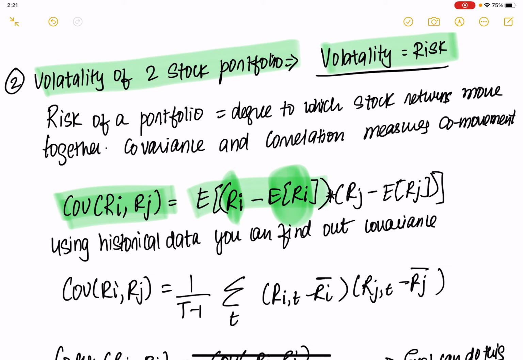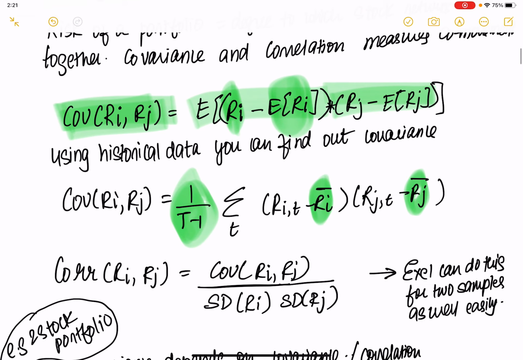And if you sum all of that up, you get covariance. Covariance is the return of a given stock minus the expected return. And if you do that for every stock and sum all of the deviations up, you get covariance. You can also calculate that using the historical average, the historical mean. Ri bar, Rj bar are the averages. When you do that, you can get covariance.